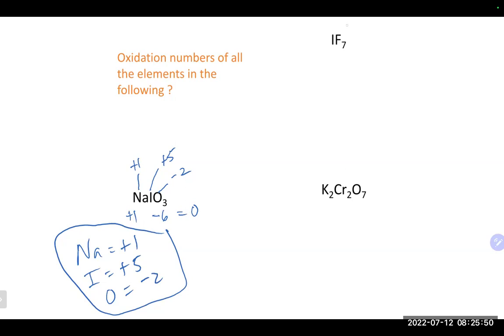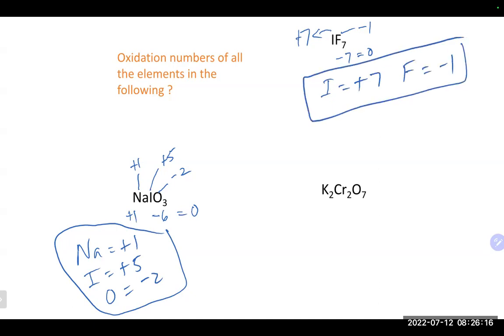Looking up at the top here, fluorine is always going to be -1, so that's a good place to start. And since there are 7 of them and there's no overall charge here, that means that the iodine in this situation would actually be +7 to balance it out. So the iodine here would be +7. The fluorine would be -1 in terms of its oxidation state.